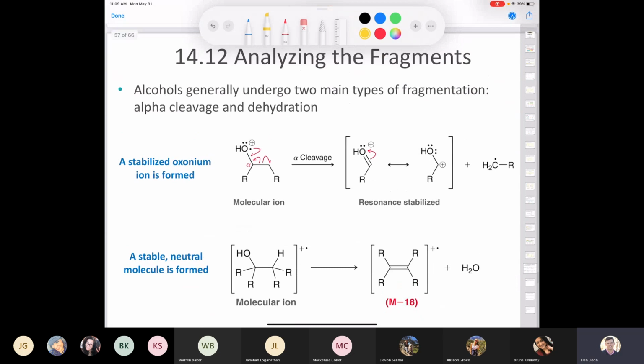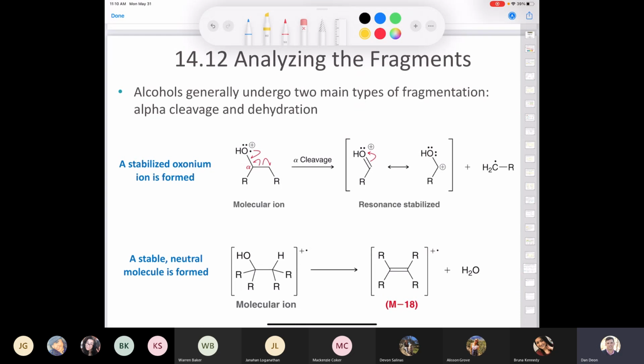There are a couple other types of fragmentation that you just kind of have to be aware of in this class. There's the fragmentation for an alcohol, and the fragmentation of an amine, and a fragmentation for a carbonyl, meaning a ketone or an aldehyde, and I'll show you what they are quickly.